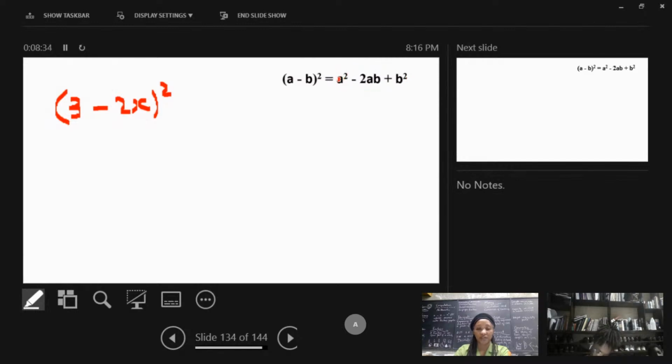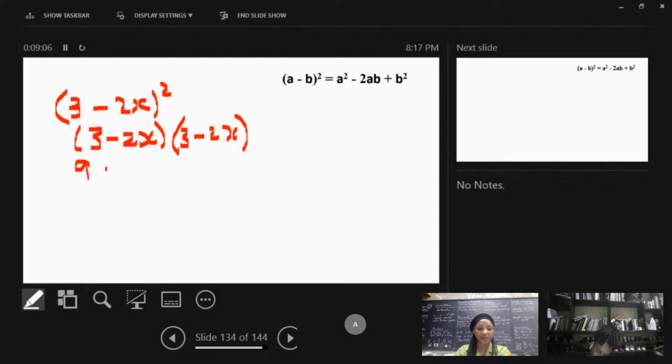the square of the first term minus 2 times the first term times the second term plus the square of the second term. So we know this means 3 minus 2x times itself because we're squaring it. So it's 3 minus 2x times 3 minus 2x, which gives 3 times 3 is 9.